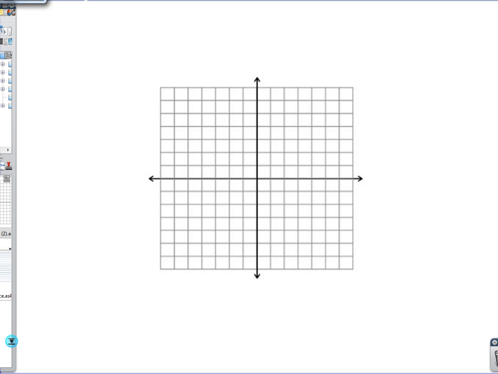The first objective of this section is learning how to plot points, learning how to graph. And then we need to start out with some basic vocabulary here. We graph on what's called the Cartesian coordinate system.